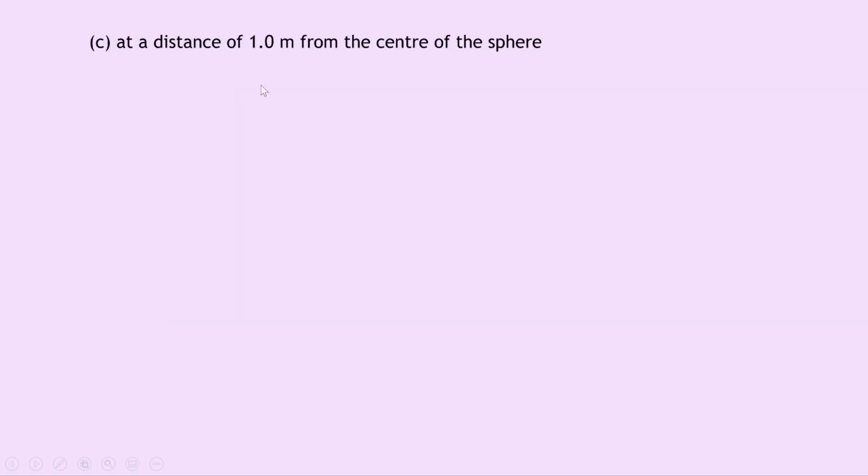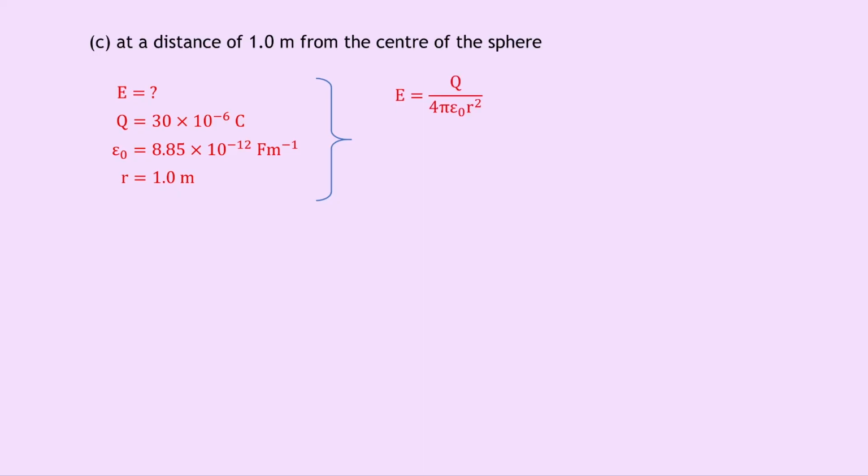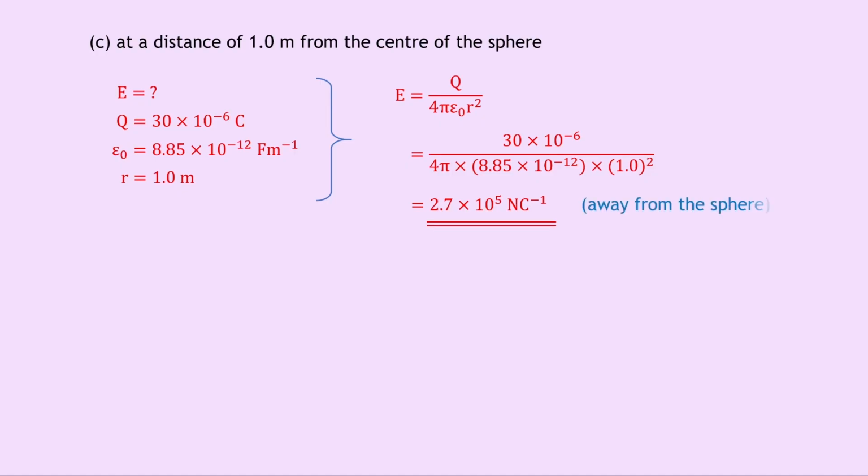And lastly, part C says to calculate the electric field strength at a distance of 1.0 metres from the centre of the sphere. Writing down what we know from the question, we're trying to find the electric field strength E. We know that Q is 30 times 10 to the minus 6 coulombs. Epsilon naught is 8.85 times 10 to the minus 12 farads per metre. And lastly, the distance R this time is 1.0 metres. So writing down our equation, we have E equals Q over 4 pi epsilon naught r squared. Substituting in the numbers gives us 30 times 10 to the minus 6 divided by 4 pi times 8.85 times 10 to the minus 12 times 1.0 squared. Putting all of this into your calculator should give you a final answer of 2.7 times 10 to the 5 newtons per coulomb. And again, the direction is away from the sphere.